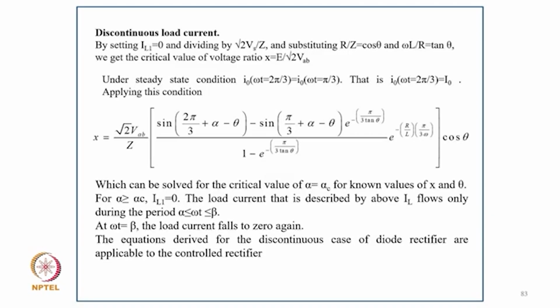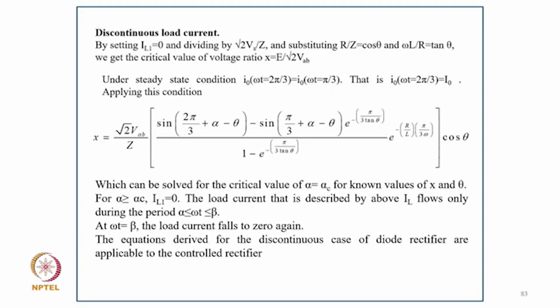And for discontinuous load current, by setting IL1 = 0, dividing by root 2 Vs upon Z, and substituting R upon Z equal to cos theta and omega L upon R equal to tan theta, we get the critical value of the voltage ratio X equal to root 2 E upon root 2 VAB. So under steady state condition, I0 at omega t = pi by 3 equals I0 at omega t = pi by 3. This is the reason I0 at omega t = pi by 3 equals capital I0.